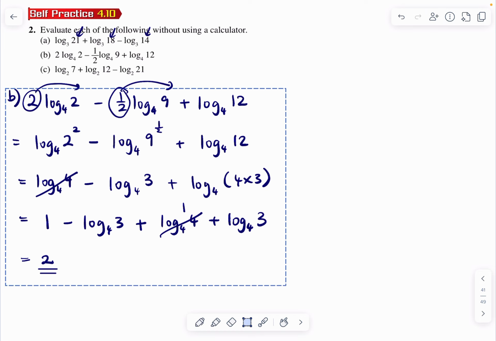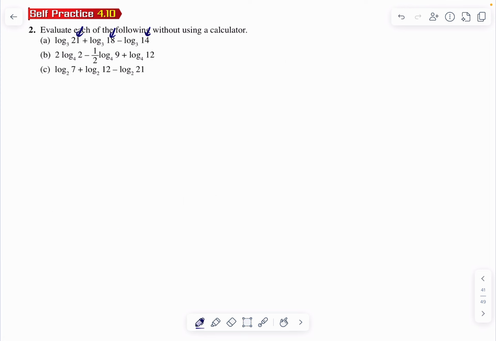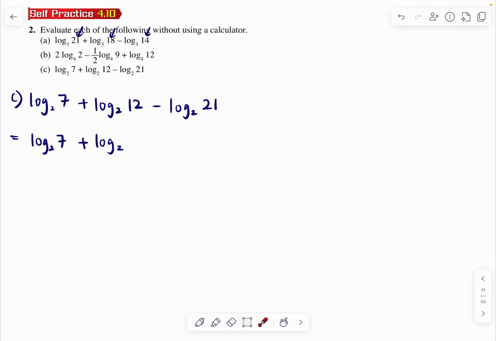Okay, let's try C. Log 2 7 plus log 2 12 minus log 2 21. All the bases are the same: 2, 2, 2. Now 7 you can't do much, so it's just log 2 7. 12 can be 3 times 4. 21 you can make it 7 times 3. We can use something related to 7. Here 12 we can just do 4 times 3 minus log 2 7 times 3.